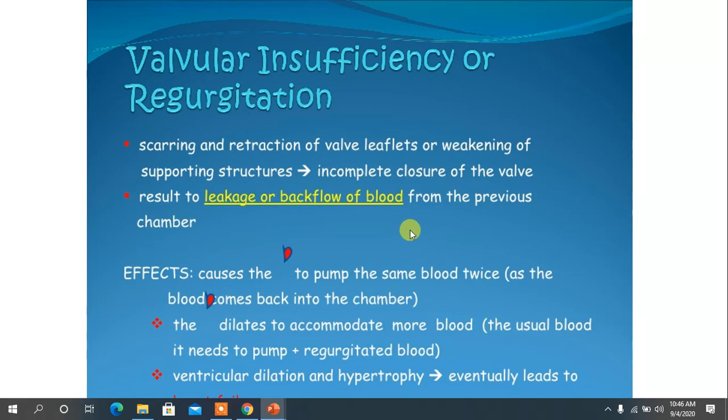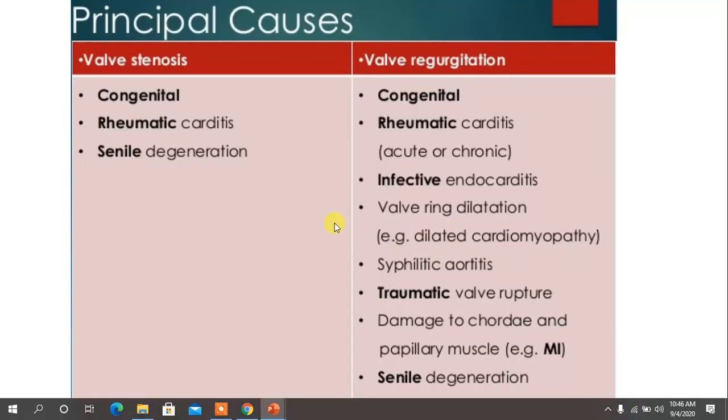Or another example can be taken from mitral regurgitation. So, causes. In stenosis, the main causes are congenital, rheumatic and senile degeneration. In regurgitation, it may be congenital, rheumatic, infective, traumatic, or after myocardial infarction, in which there is damage to the chordae tendineae and the papillary muscles, and senile degeneration. Senile means with the passage of time, degeneration without any cause.